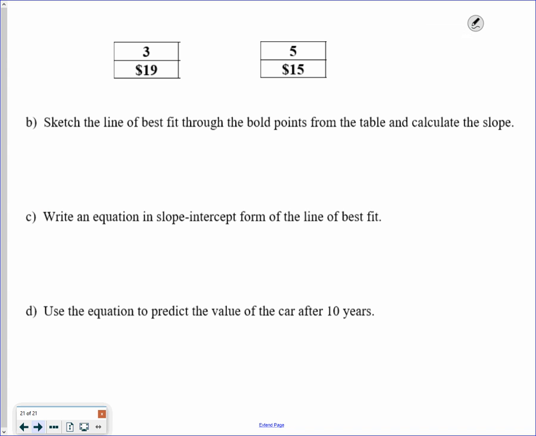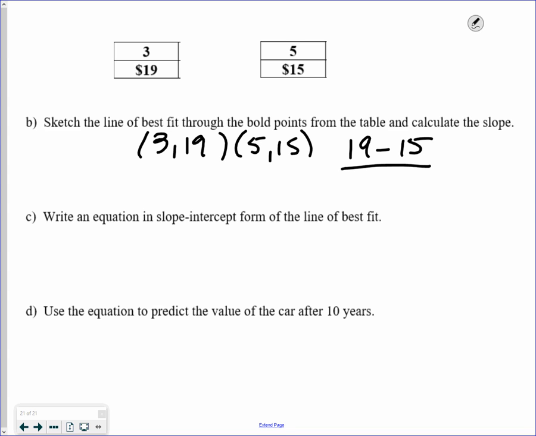Now I put the bold points on the next one because they're asking me to find slope. So I have the points 3, 19 and 5, 15, and I want to find the slope. Going back to the very beginning of the chapter, y minus y over x minus x, I end up getting negative 2 as my slope.